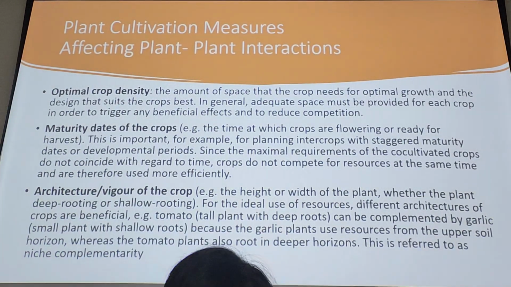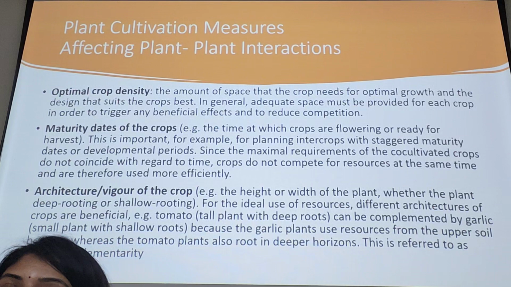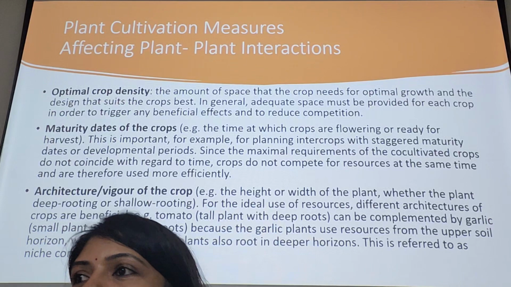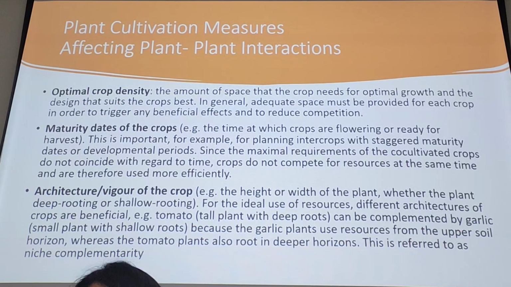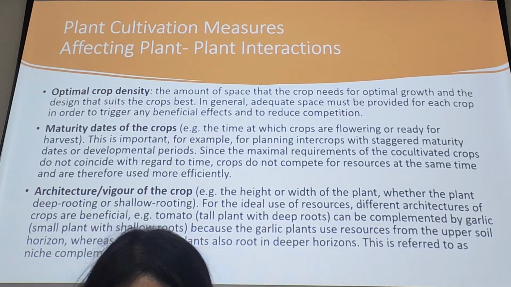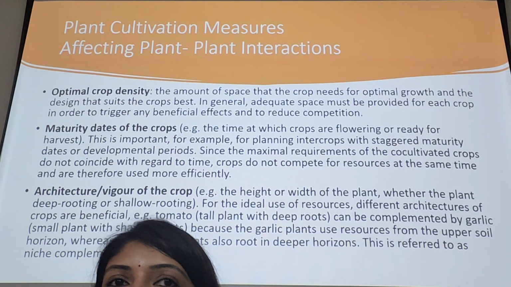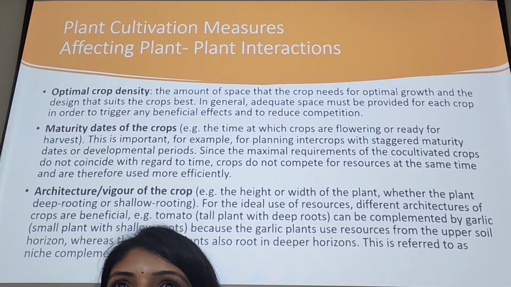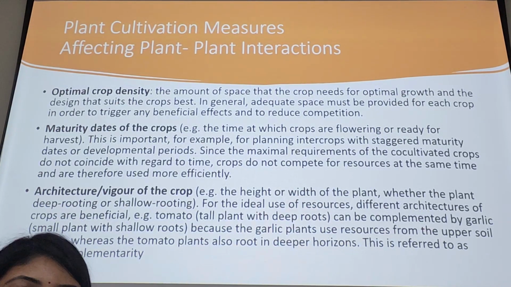So plant cultivation measures that affect plant-to-plant interaction. When we choose plants for intercropping, we have to make sure that the optimal crop density is taken into consideration. So the amount of space that the crop needs for optimal growth needs to be provided, and also the design that suits the crop best. In general, adequate space must be provided for each of the crops to make sure the beneficial effect is provided, and also the competition between the crops is reduced.